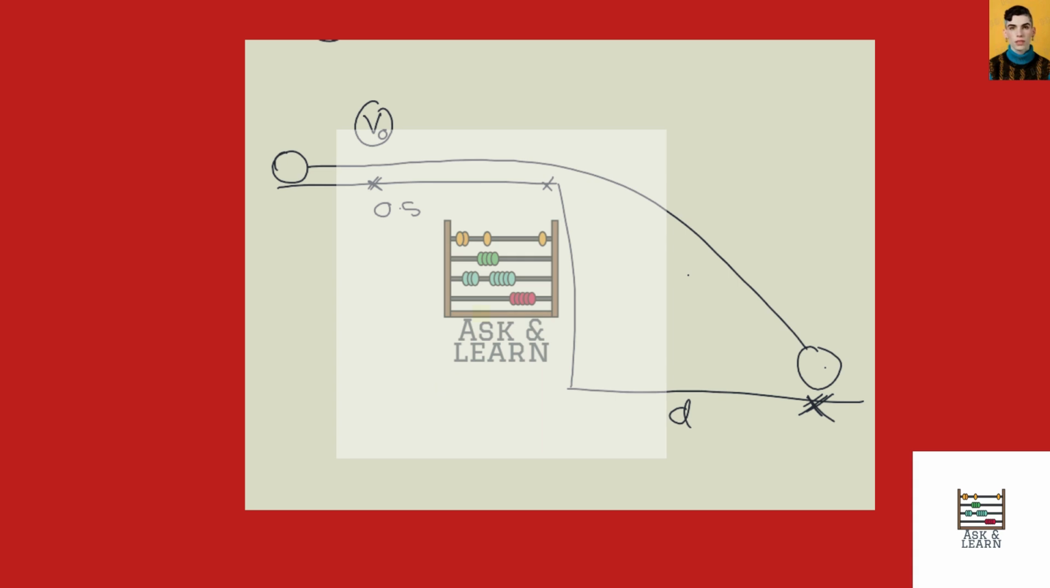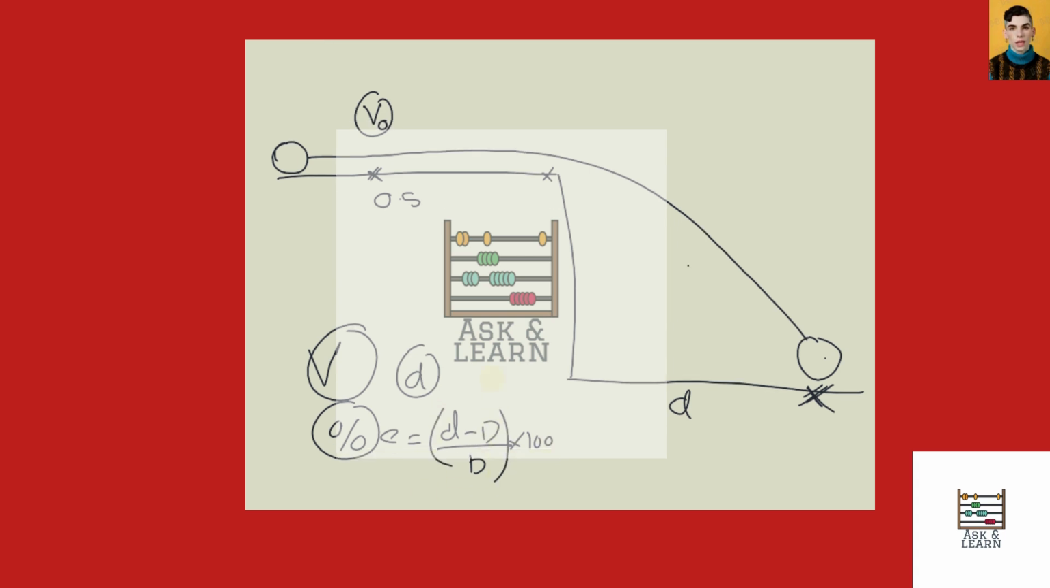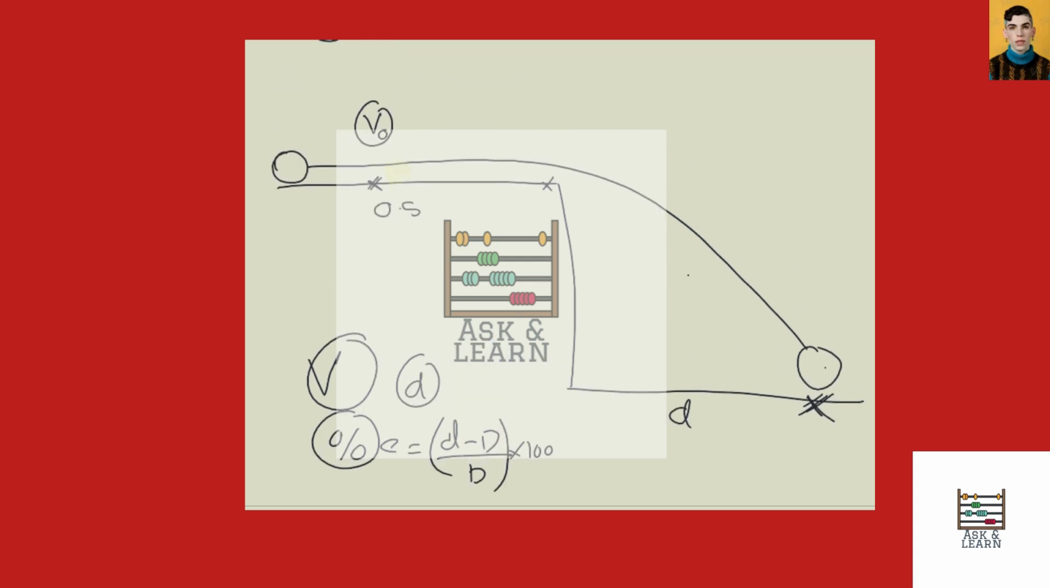We need to find out the average speed of the toilet paper v, and we need to measure the distance d from the bottom, and we need to find out the percentage of error in the calculation that we made. So it is given as percentage of error is equal to (D minus d) by D times 100. So this is all that we need to find out.